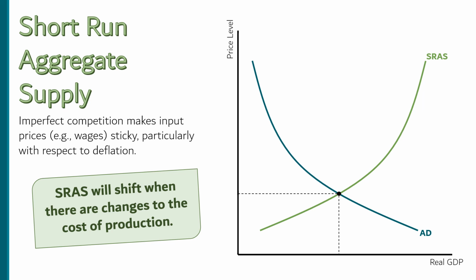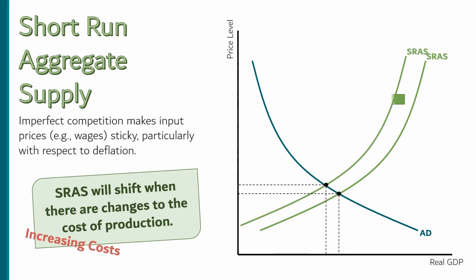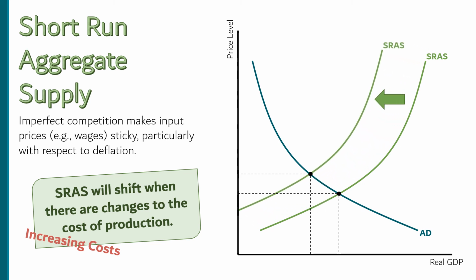For example, if the economy sees increasing costs due to higher average wages or higher costs for capital, then SRAS will shift to the left. Higher costs decrease supply. You can see that the result is a higher price level and a lower level of real GDP.